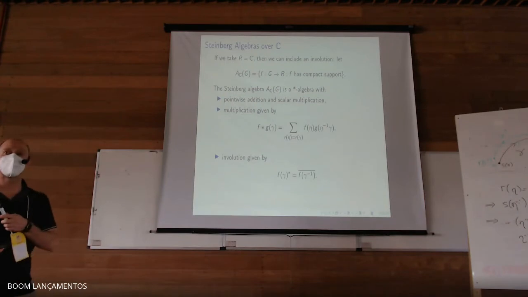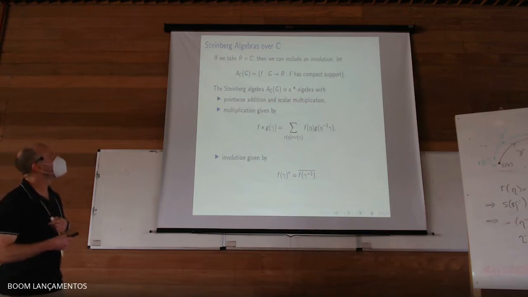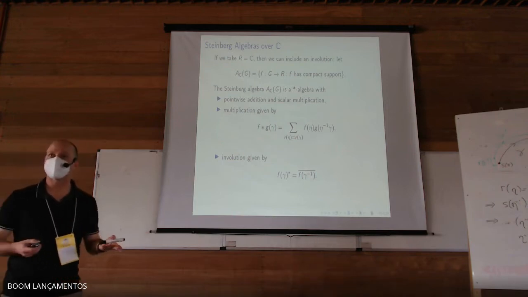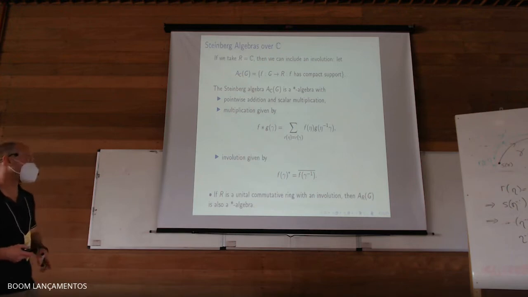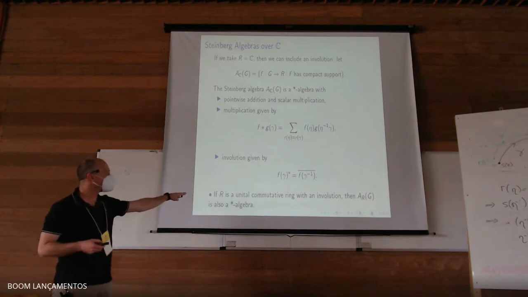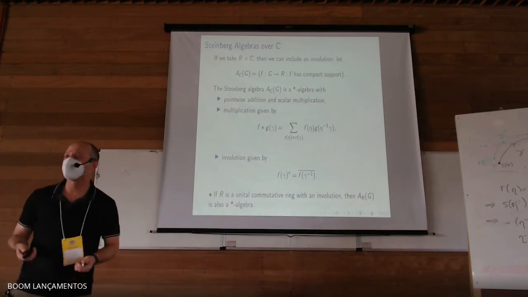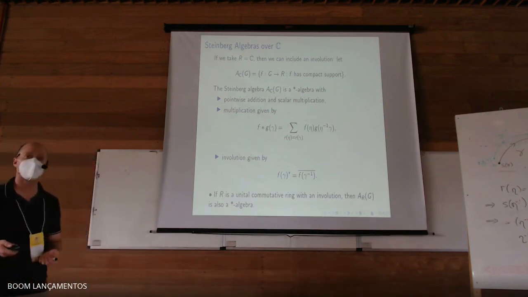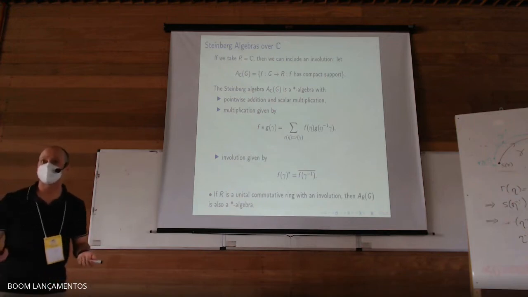And then we can also define an involution on the algebra. We define f star of any gamma as the complex conjugate of f of gamma inverse. So in this instance, we end up with a star algebra. And it's worth noting that the fact that we used C is not really anything special. If you have a unital commutative ring with an involution on it, similar to what Leah described this morning, then you can also define an involution and obtain a star algebra from that.